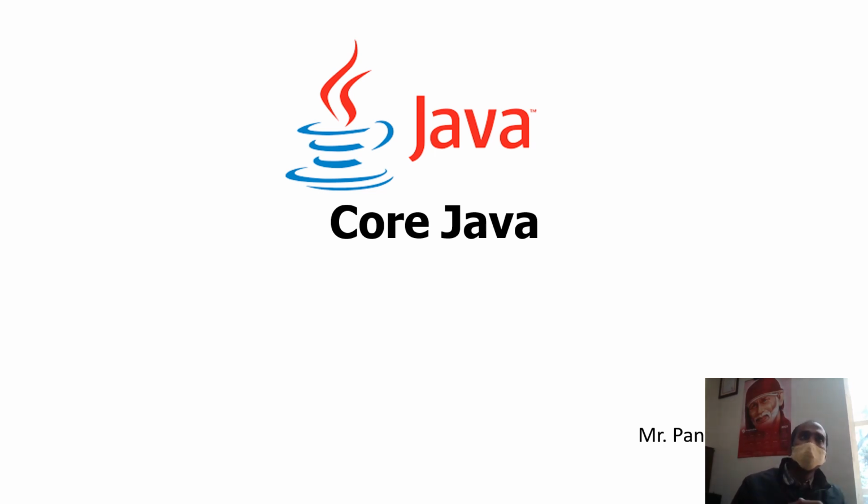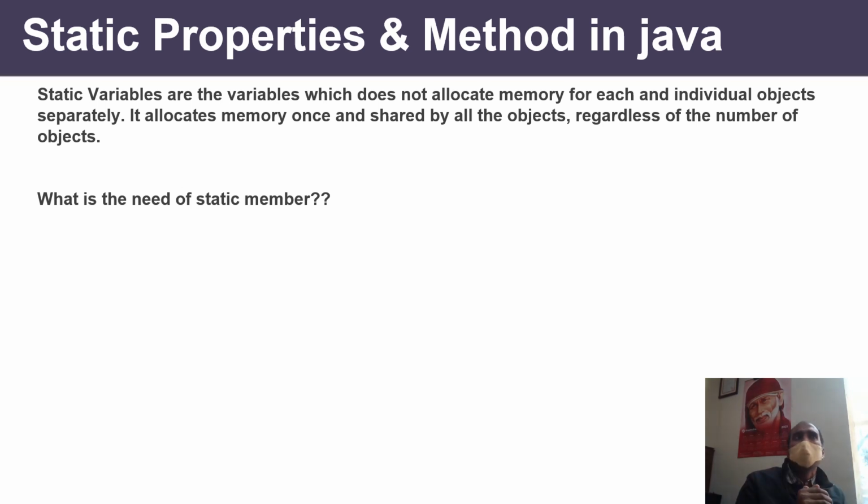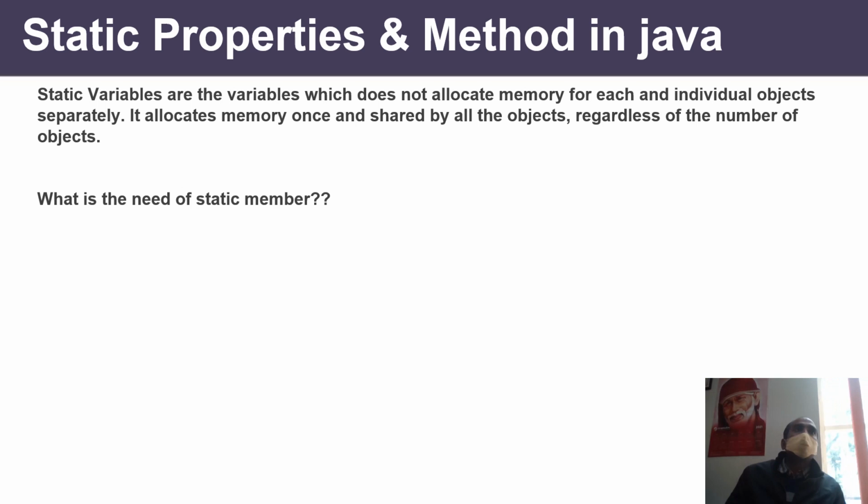Now we are going to start what I told you. So just forget about this error and let's start with static variables, static properties and methods of Java. Now the question arises: what is the purpose of creating static properties in Java? Forget about static properties for a moment, I'm just asking you an example.